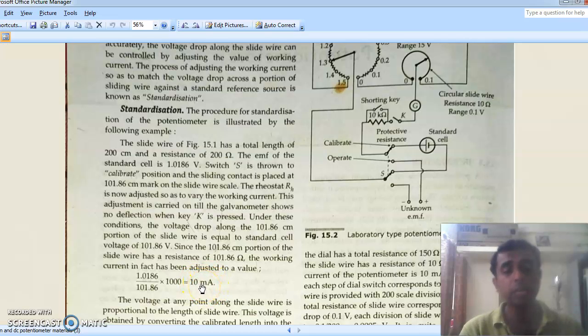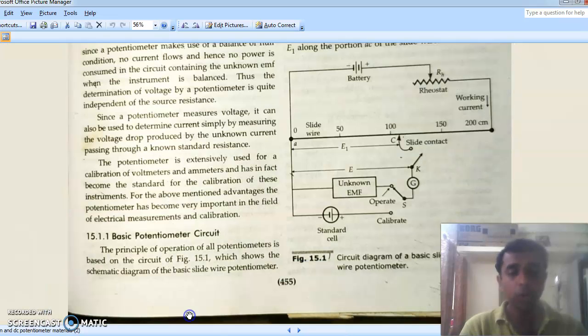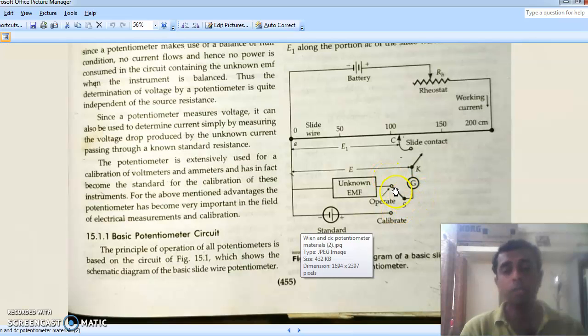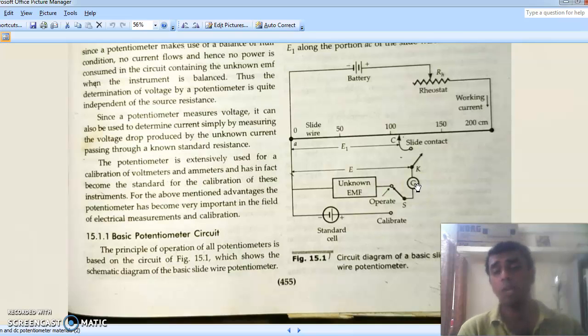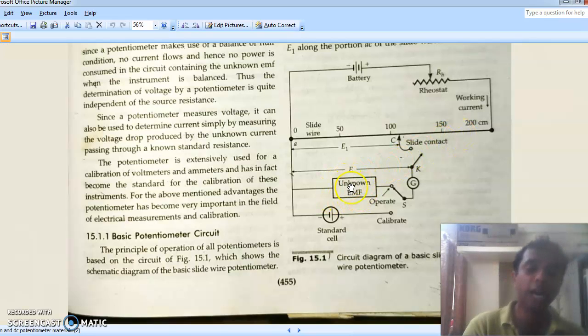After setting this 10 milliamps working current, you can move the switch from the calibrate position to the operate position. For some unknown EMF, if it is 1.5 volt, then surely the sliding contact will come to this point, 150 centimeters, so that we get a null deflection of the galvanometer. We can also tell it the other way: if we have a null deflection at 180 centimeters, then you can easily tell that the unknown EMF is 1.8 volt.